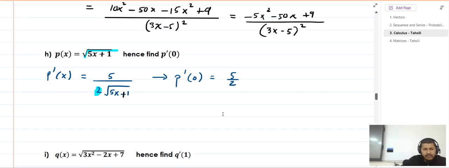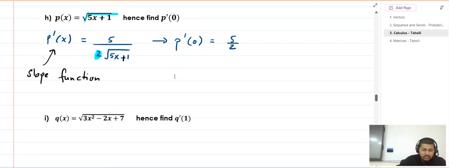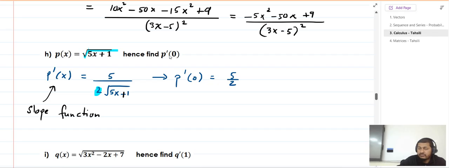Now remember, what does the derivative represent? The derivative represents a slope function. That's what it represents. It's a slope function. So I'm basically asking you for the slope. What's the value of the slope at 0?